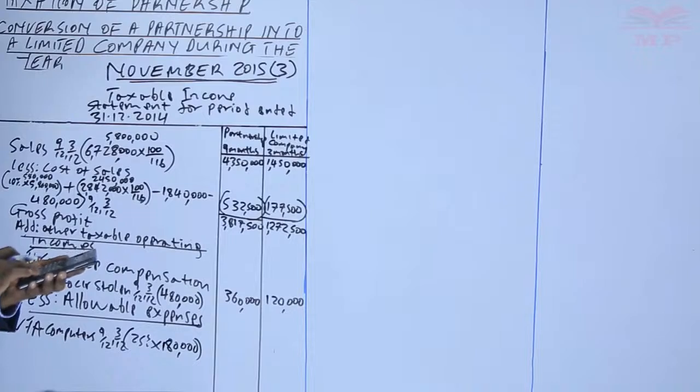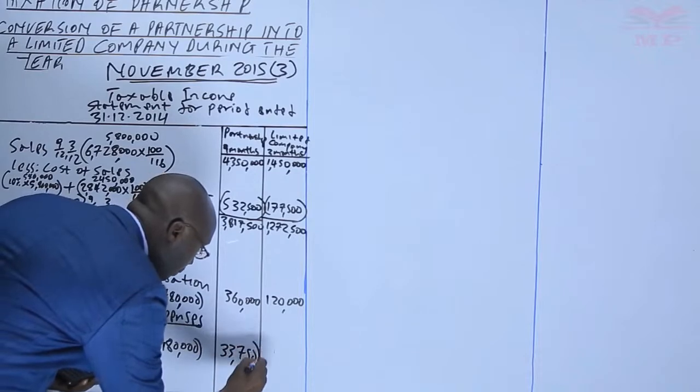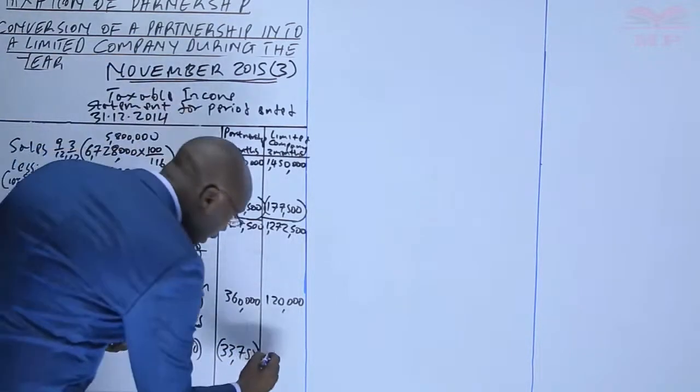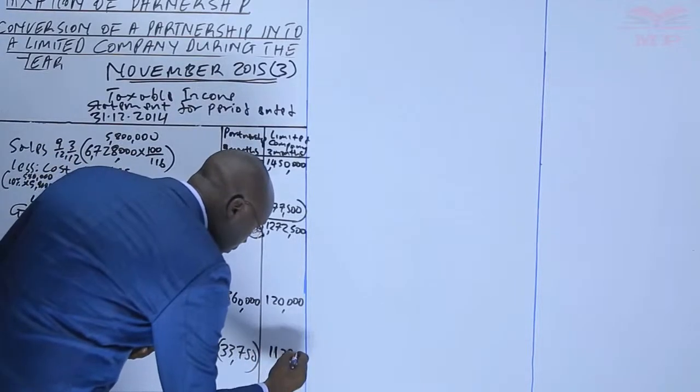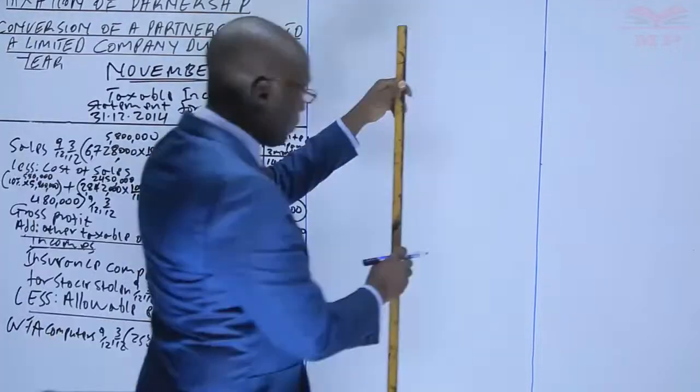So 25% of 180. That gives us 45 times 9 divided by 12. That gives us 33,750. The other one is 3 divided by 12 times 45,000. That gives us 11,250. There. So we continue.